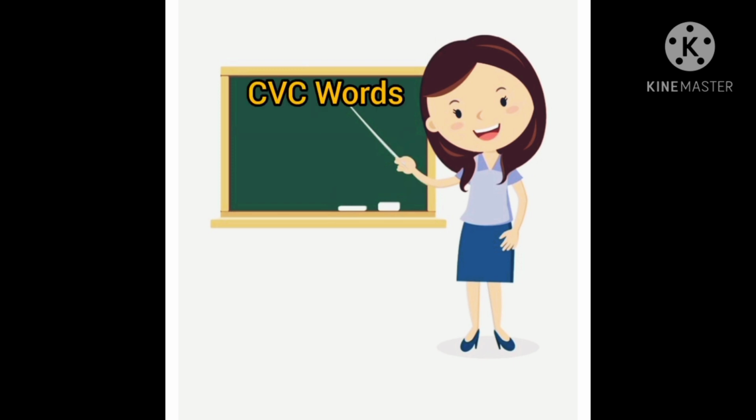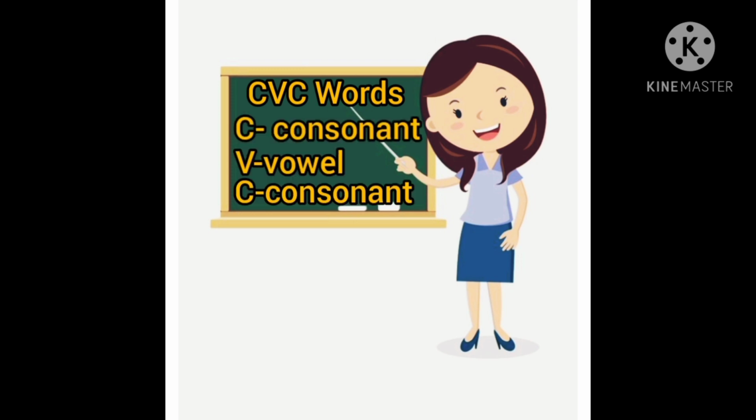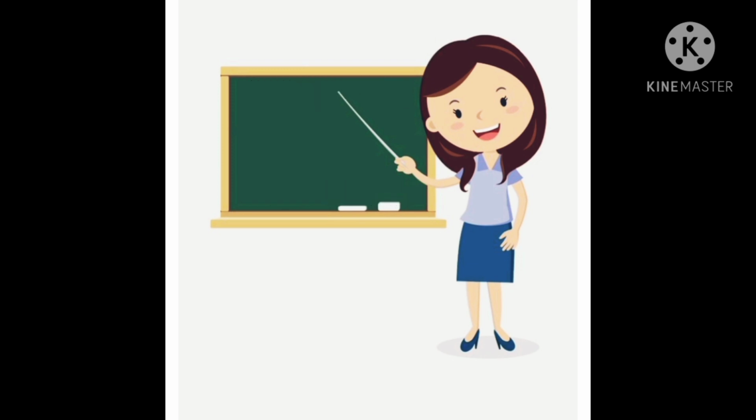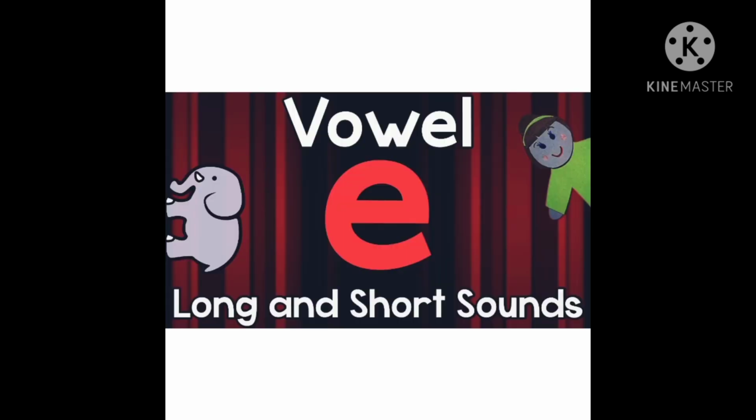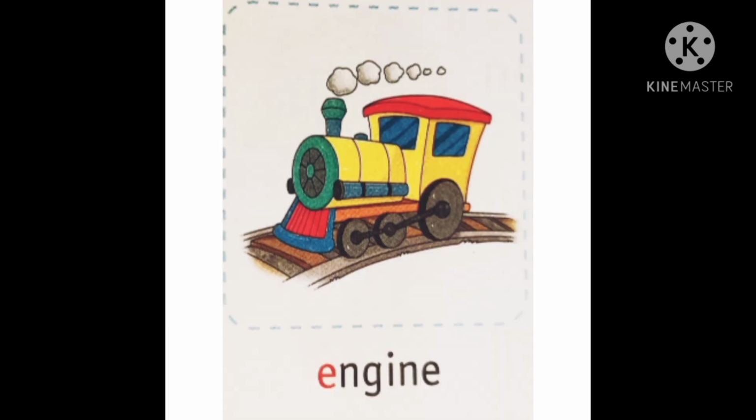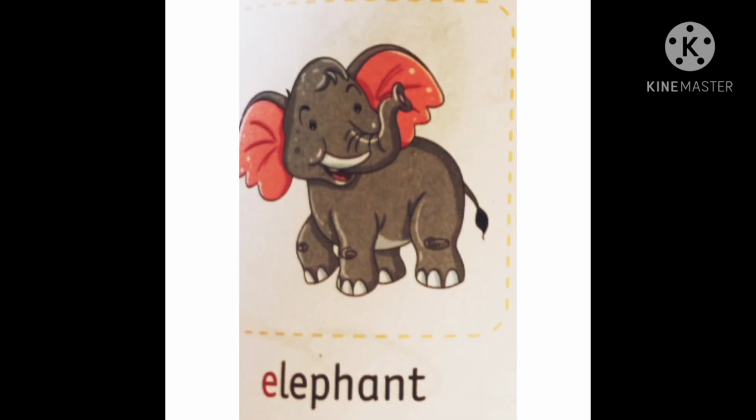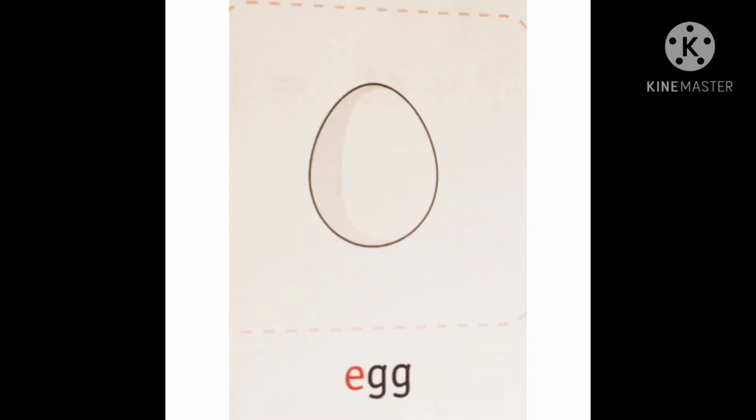CVC words are three-letter words having consonant, vowel and consonant letters. Okay? As you all know, vowel E has two sounds, long sound and short sound. Children, repeat after me. Long sound says E as in engine, and short sound says eh as in elephant, as in egg, as in elbow.